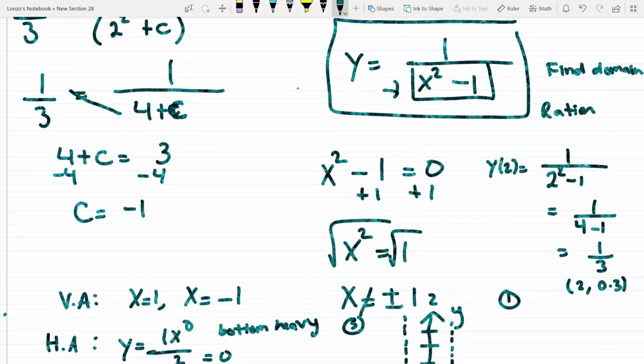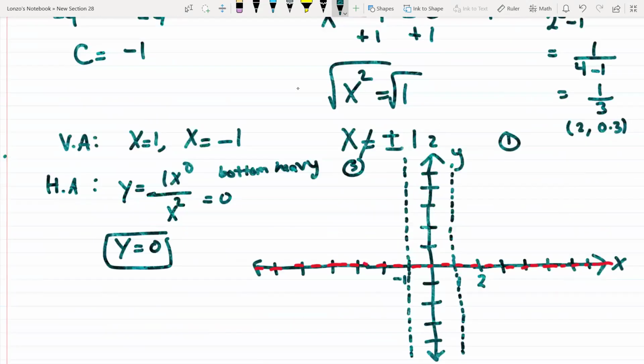Go ahead and plot that. Here's 2, 0.3, here's 1. You know it's not going to cross the red dashed line or the green dashed line or this other dashed line. Maybe right about here. So on the right-hand side of the graph, it's going to look like this. Careful not to cross any of those asymptotes.